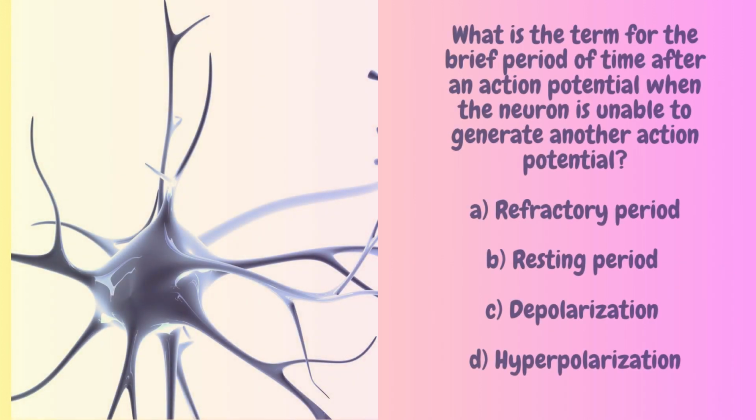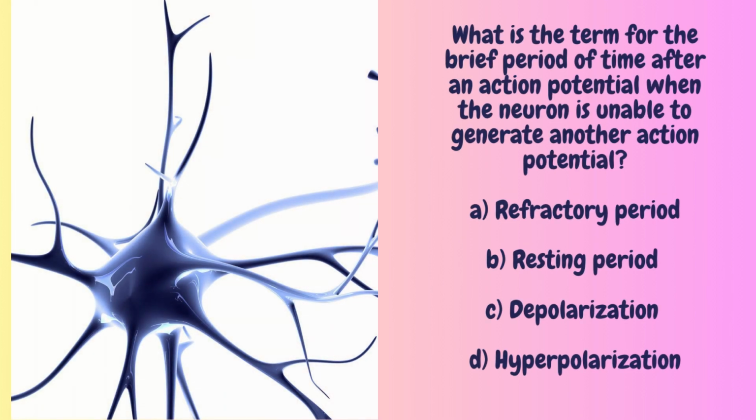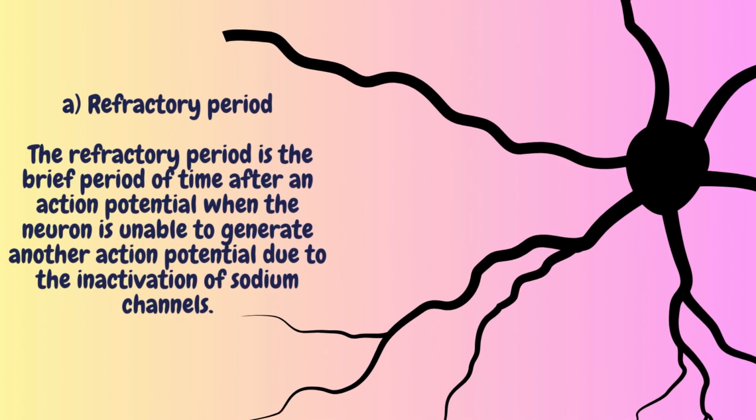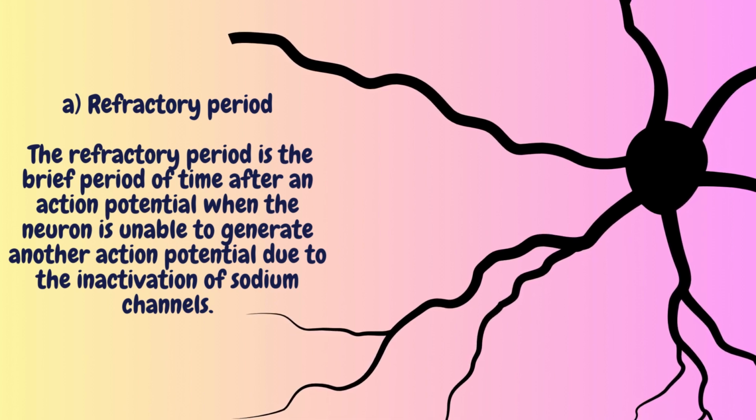What is the term for the brief period of time after an action potential when the neuron is unable to generate another action potential? A. Refractory period. B. Resting period. C. Depolarization. D. Hyperpolarization. A. Refractory period. The refractory period is the brief period of time after an action potential when the neuron is unable to generate another action potential due to the inactivation of sodium channels.